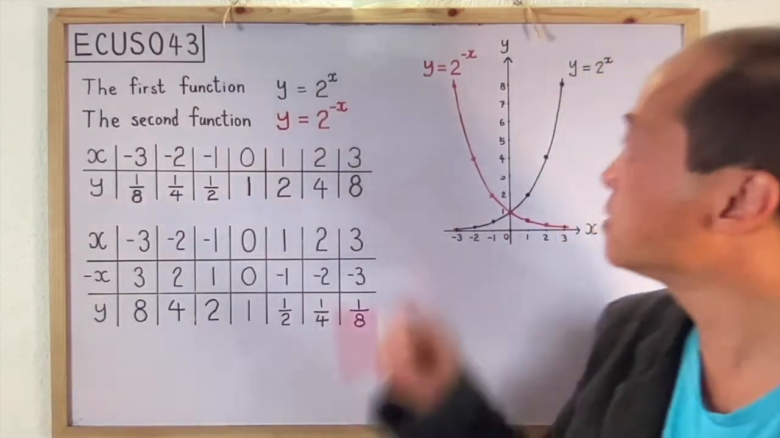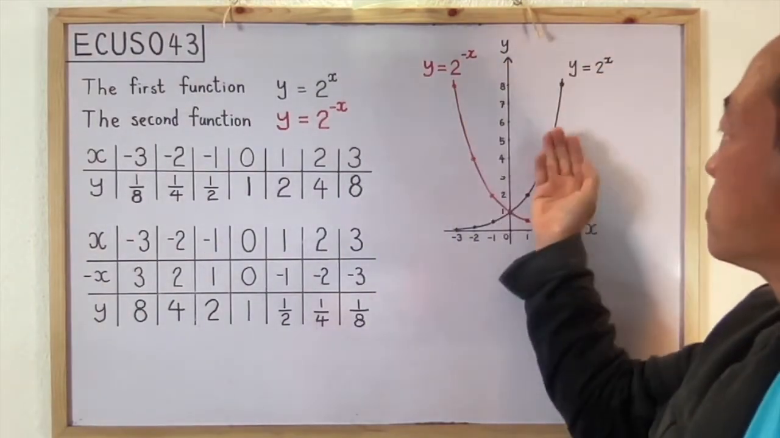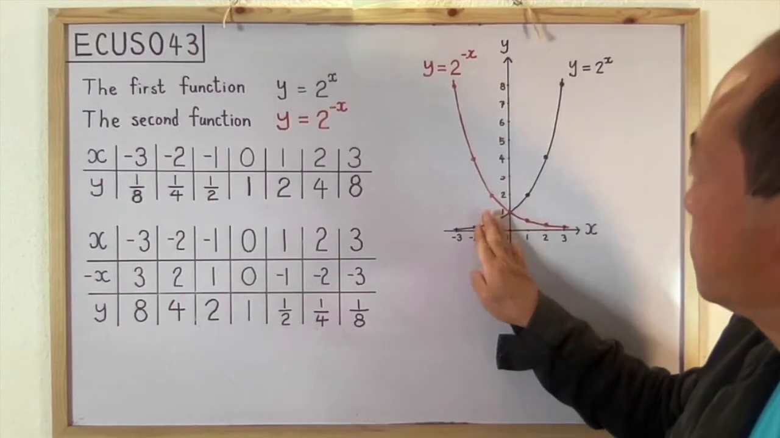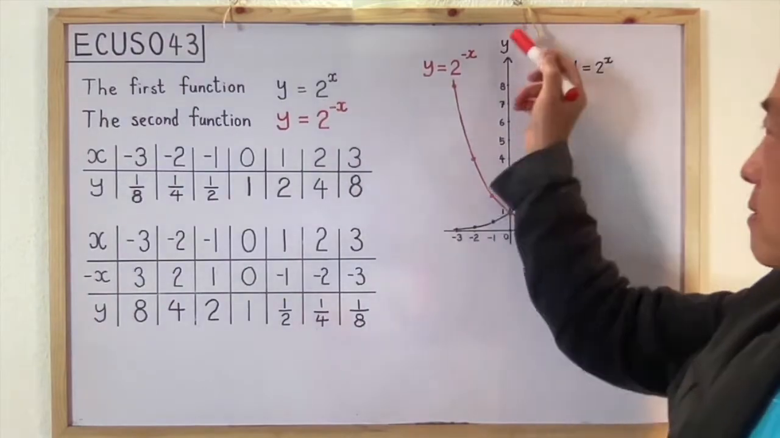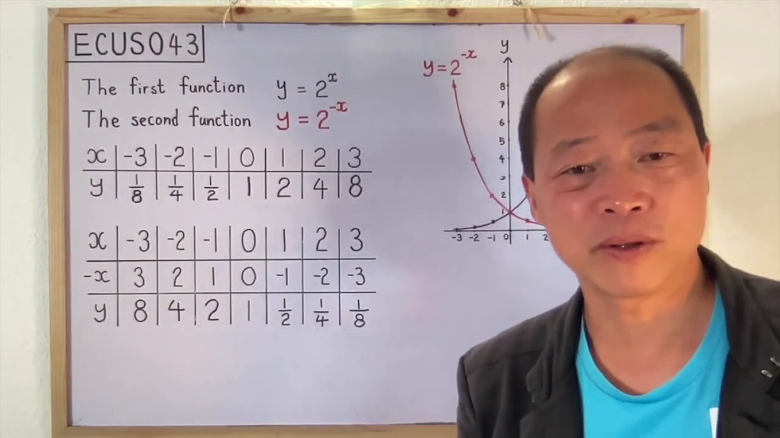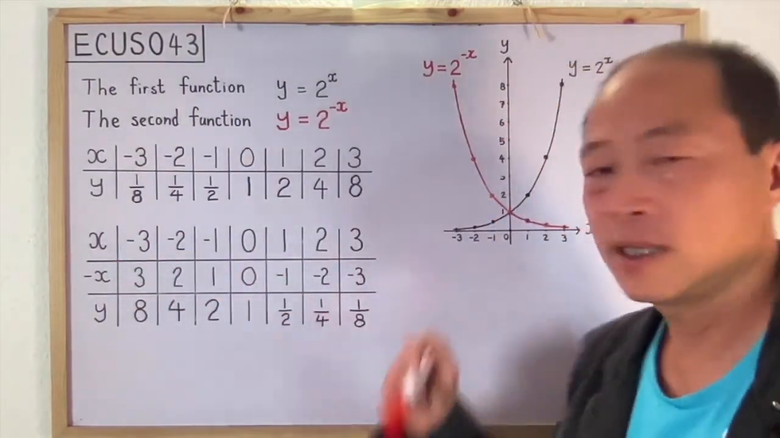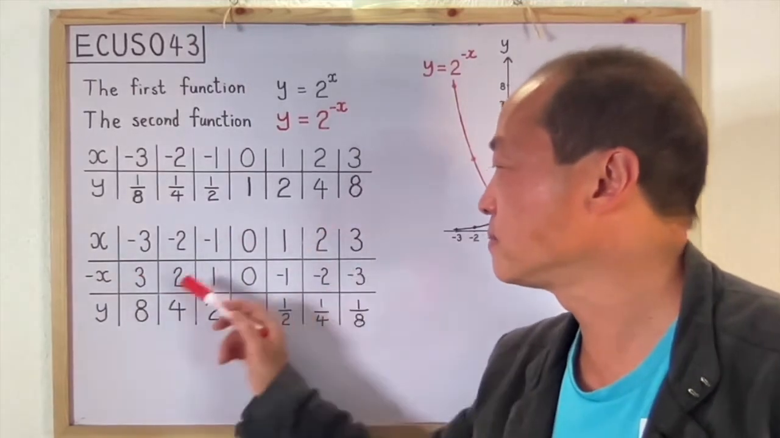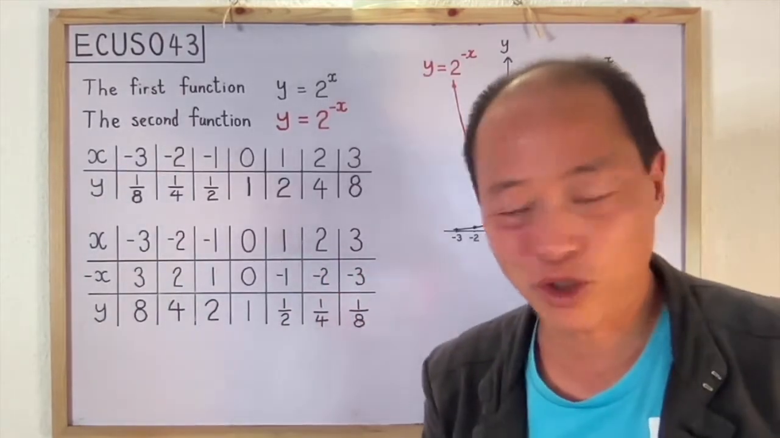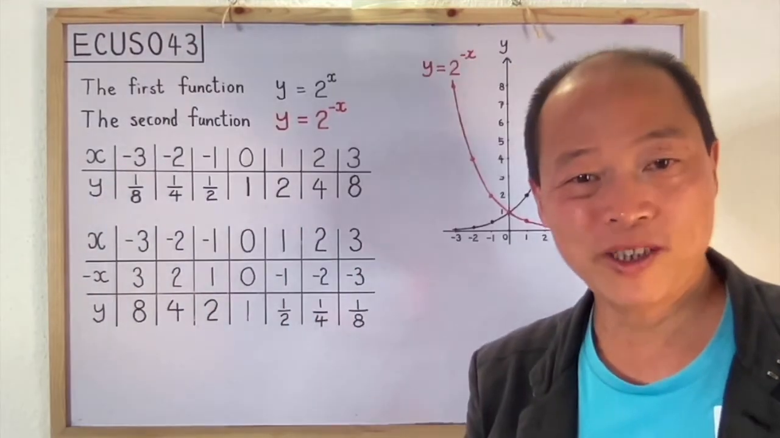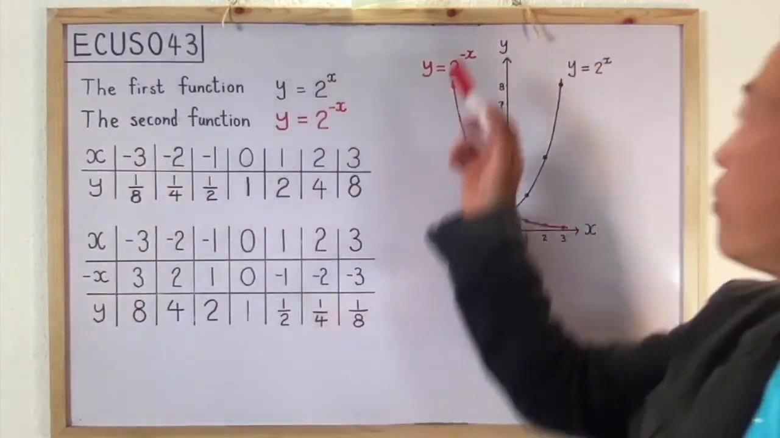Do you notice that this graph is a reflection image of this graph in the y-axis? The reason is very simple. When we construct this graph, we first work out the row of these values. These values are symmetrical in this line. We use each of the x values and each of the y values to form a point on this graph.